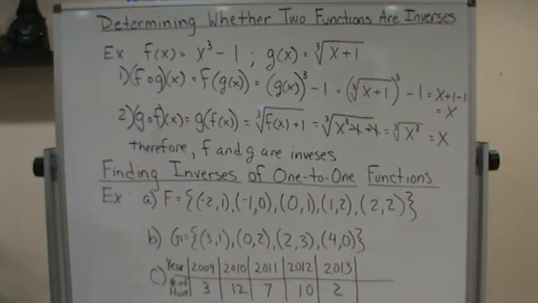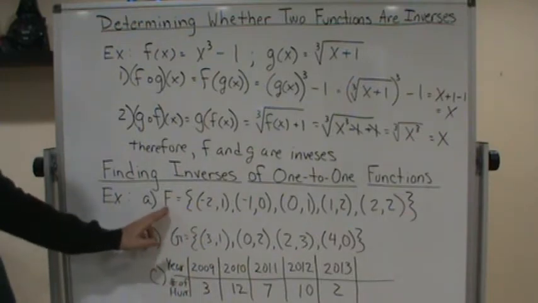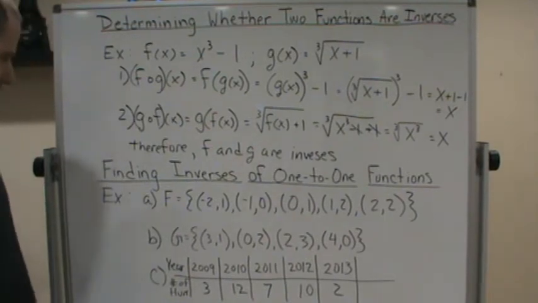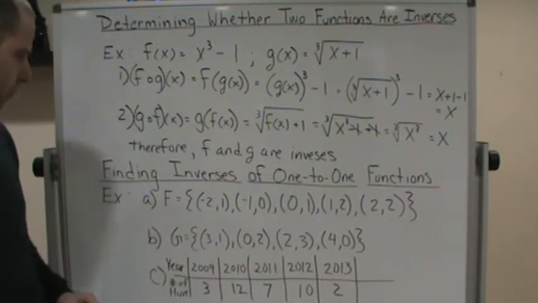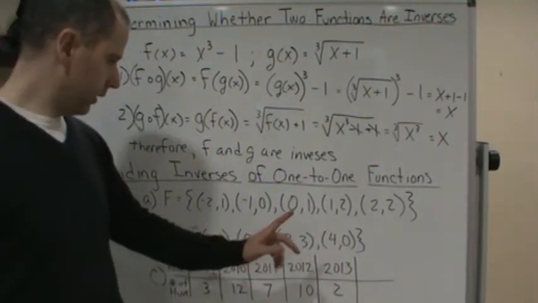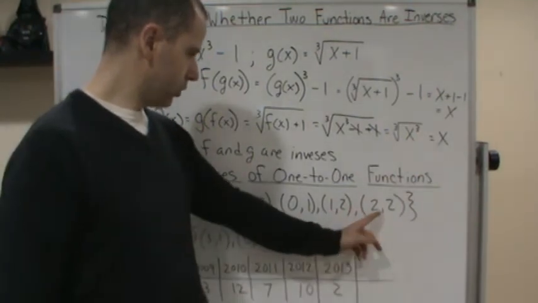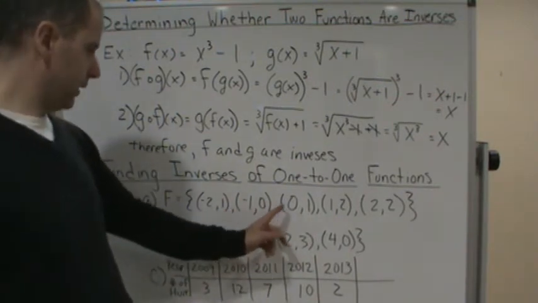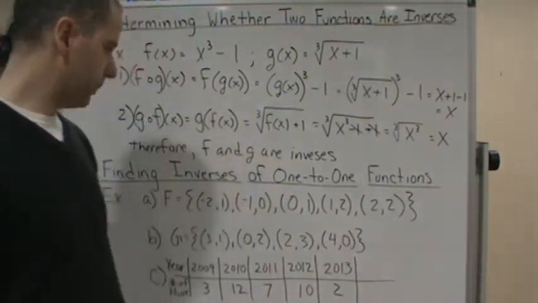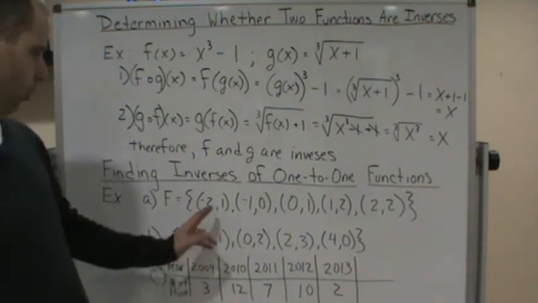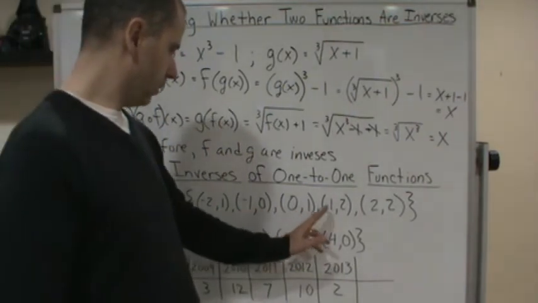Okay, so let's look at these three examples and see if we can find the inverse. So let's look at this here. This function f is defined as the set of ordered pairs: (-2, 1), (-1, 0), (0, 1), (1, 2), (2, 2). Notice that none of the x components are repeated. So this is a function, right? But what about the y values? Look at that.